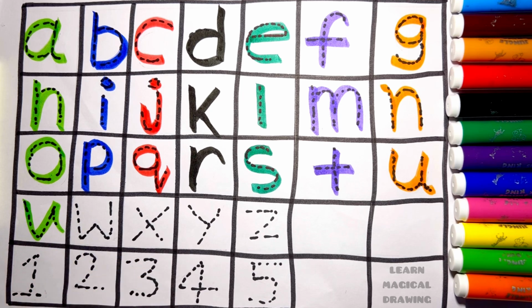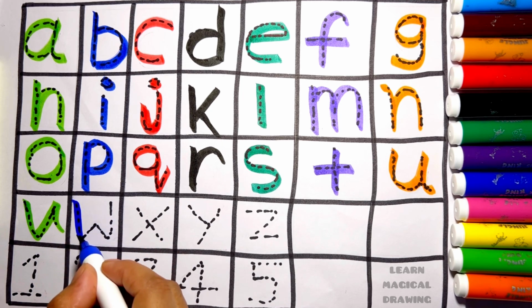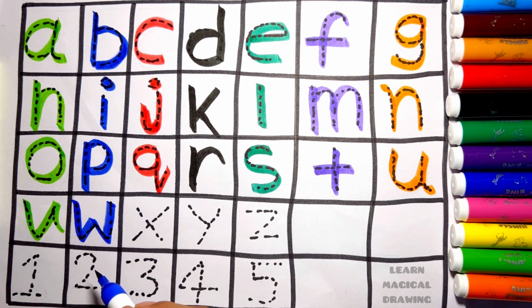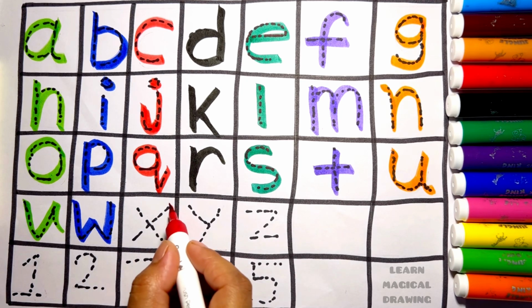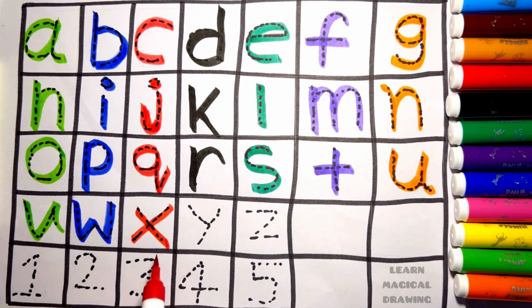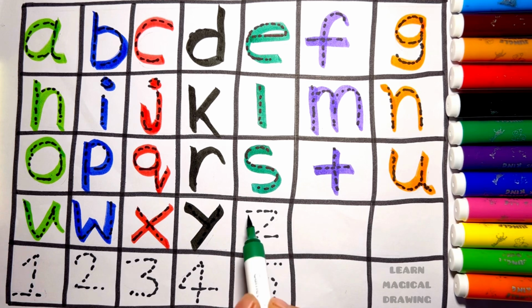V for van. W for watch. X for x-ray. Y for yogurt. Z for zip.